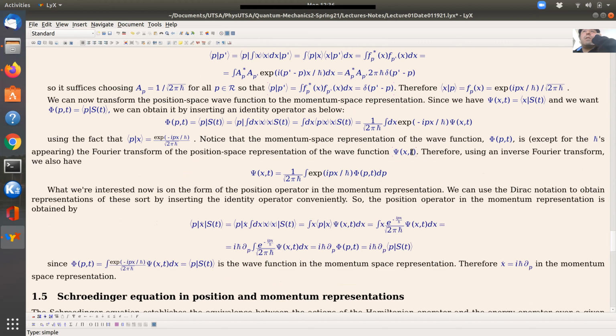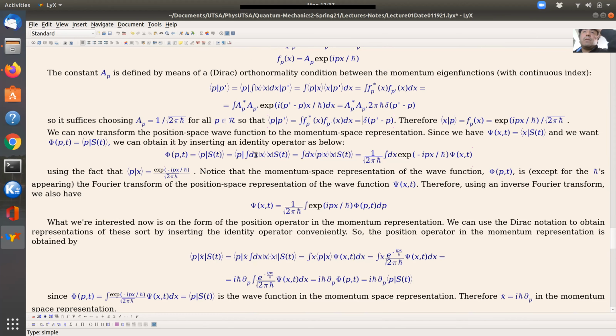So you can now transform the position space wave function to the momentum space representation, which is going to be quite useful. It depends on which representation you want to be in. But let's say you have it in the position space and you want the momentum space one. So you know by definition that psi of x and time is the inner product of x with s. And then you want the equivalent one, which is phi of p and t, the inner product of p with the state vector s of t. And this can be retrieved by making a smart choice of the identity operator in this way.